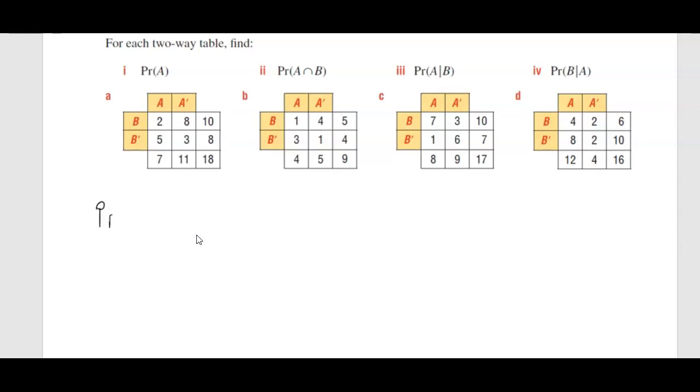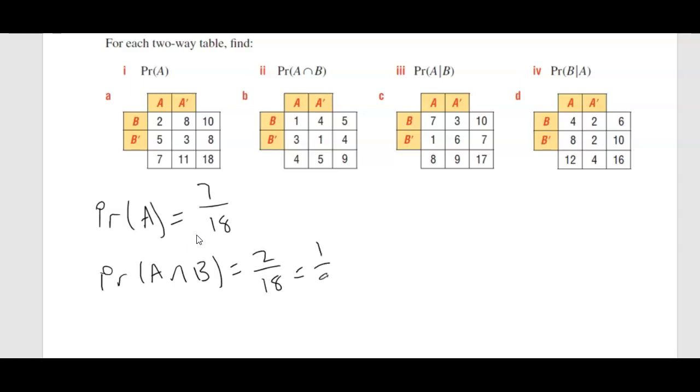So the probability of A. We want probability of A, we read down is 7 over our total, which is 18. The probability of A and B. So A and B is 2 over 18, which is equal to 1/9.